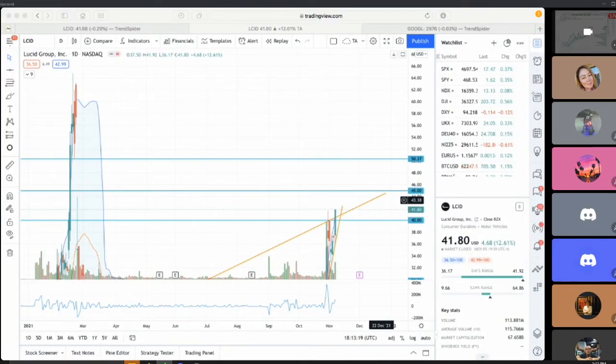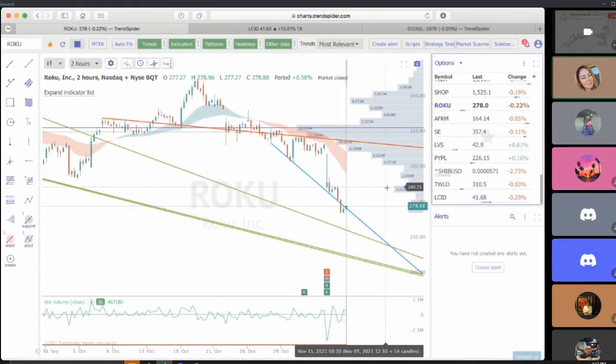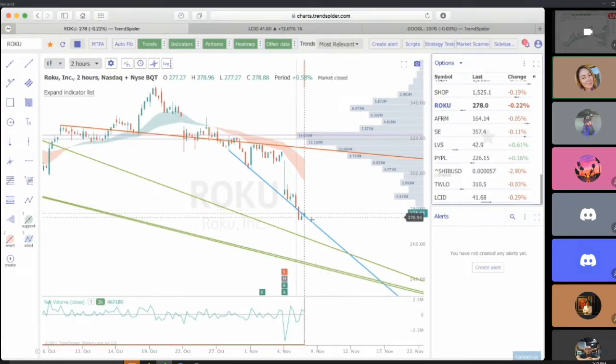Roku. Anything on Roku? Roku, I think, is ready to go. As you guys know, it plummeted, so this is a really good bounce play. Give it about a week. It might go back down, but I think this is a good entry price for Roku.